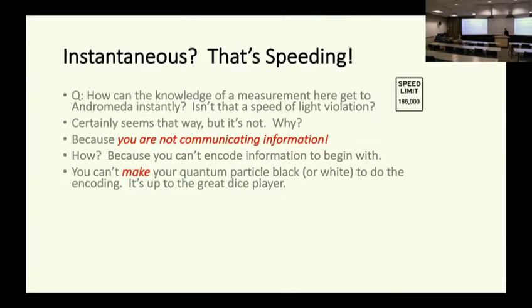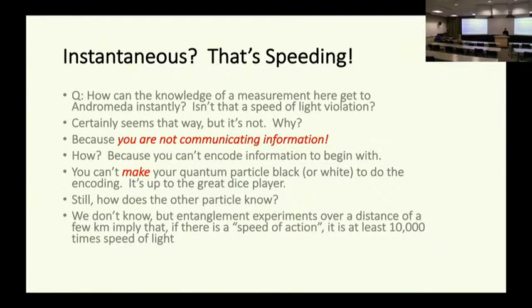So that means there's no information being communicated, at least you're not doing it. So the question still remains, how does the other particle know? We don't know. Just like in other cases, we don't know. But there have been experiments that show that over a distance of kilometers, and I think it's increased somewhat beyond that, tens of kilometers, if there's a speed of action, it's at least 10,000 times the speed of light, which basically strongly indicates that the action is truly instantaneous.